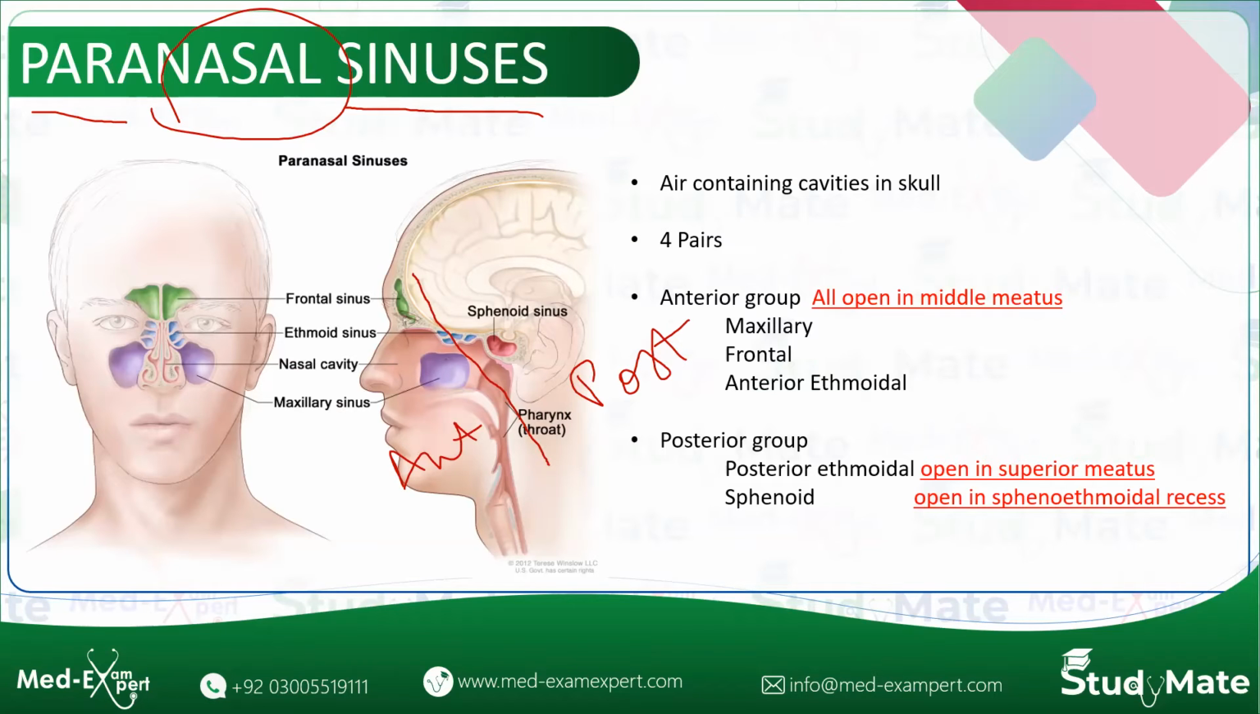So anterior group contains the maxillary sinus, the frontal sinus, and the anterior ethmoidal air cells. So what is common in these anterior group of the paranasal sinuses? The one common part is that they all open into the middle meatus in the nasal cavity.